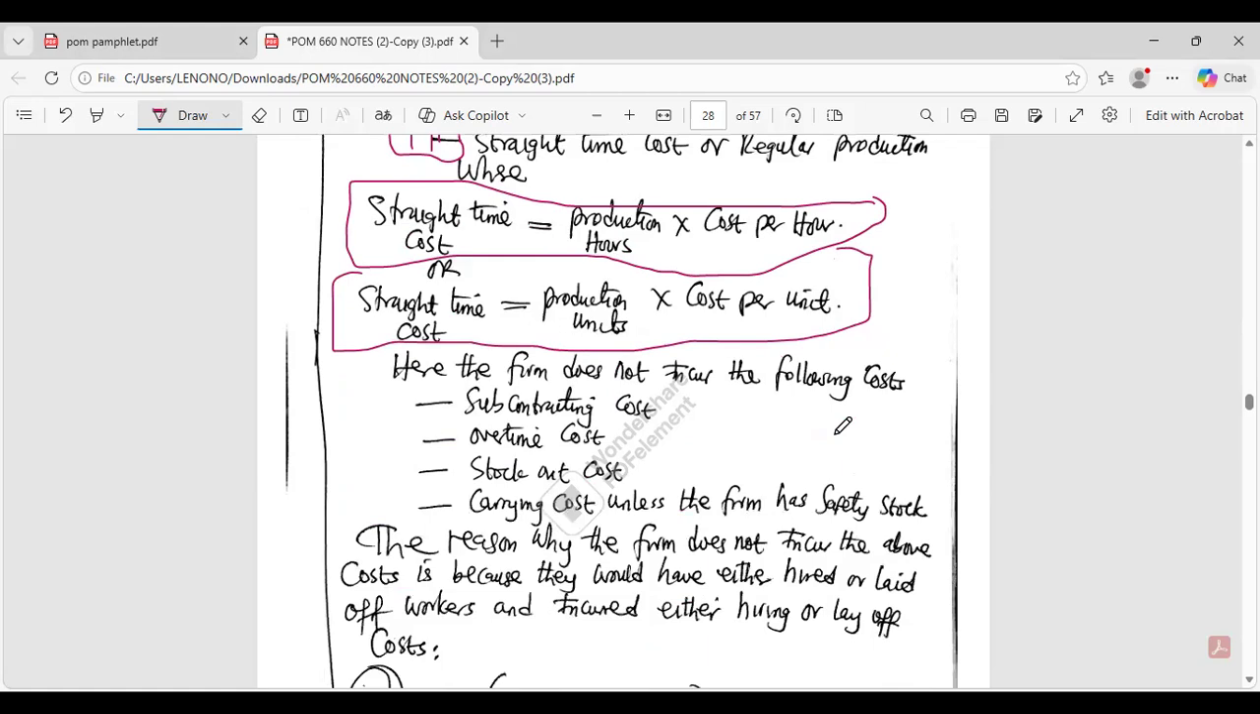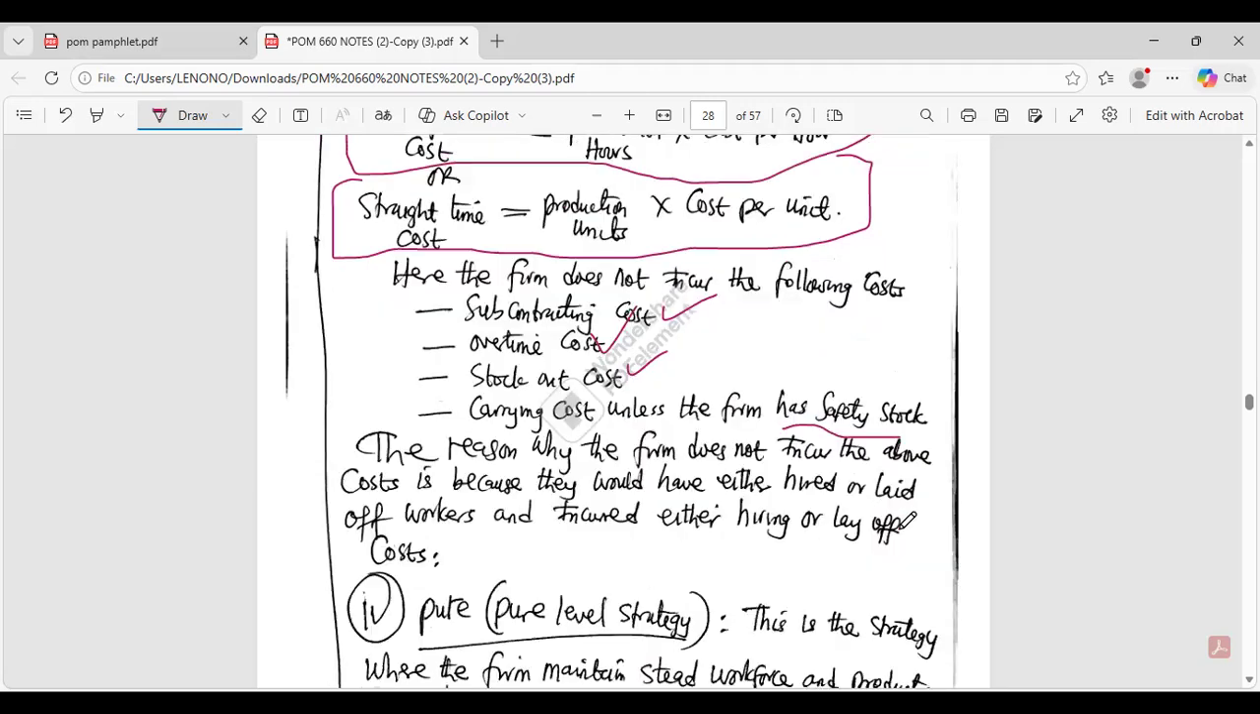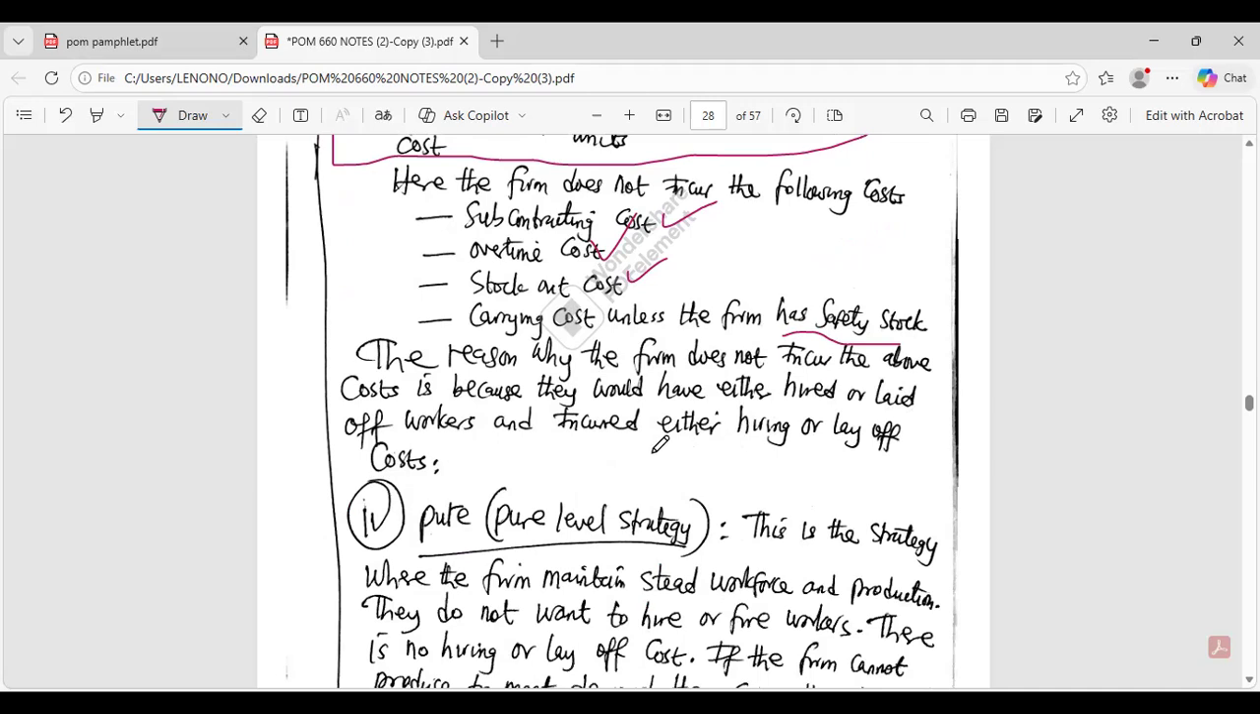Here the firm does not incur the following costs. There is no subcontracting cost. There is no overtime cost. There is no stockout cost. And of course, there is no carrying cost unless the firm has safety stock. The reason why the firm does not incur the above costs is because they would have either hired or laid off workers, and they would have actually incurred hiring or layoff costs.